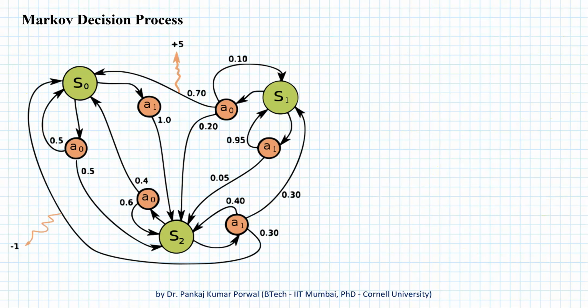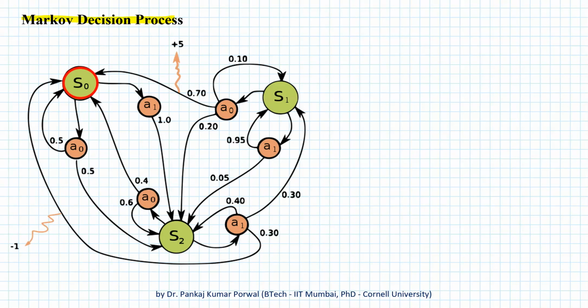So to understand Markov decision process diagrammatically, let us consider a process with three states, state S0, S1 and S2, and there are two actions at any given state that the agent can take, and they are A0 and A1. So let's say the process is in state S0. Now the agent has the choice of taking one of the two actions, and depending on which action he chooses, the process will transition into a new state with a probability that will depend on the action taken.